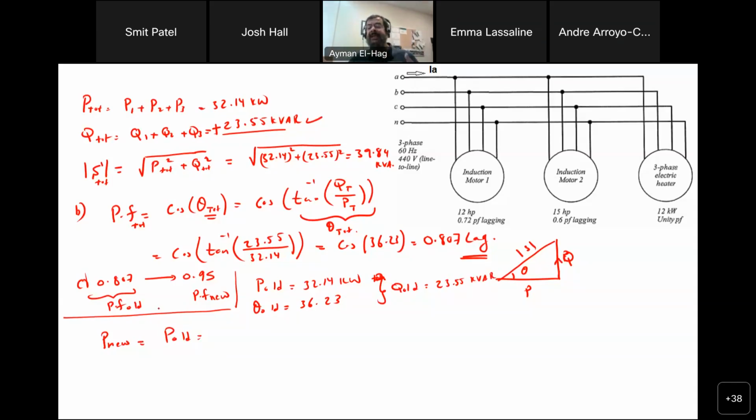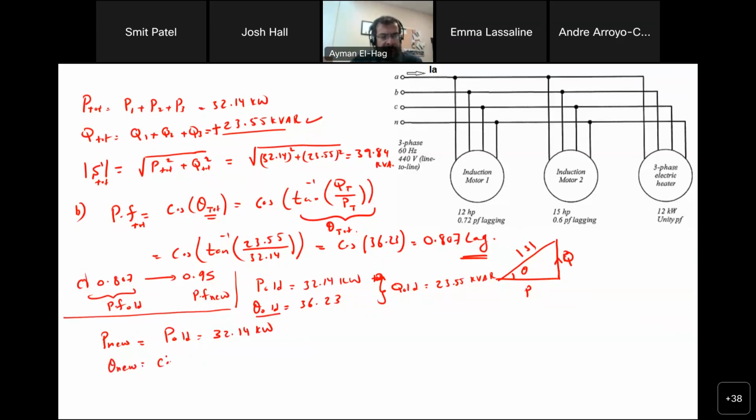So P stays after the power correction as before. So P new is equal to P old, which is equal to 32.14 kilowatt. Now I need to find theta new. Theta new is your desired value, which is also given to you.